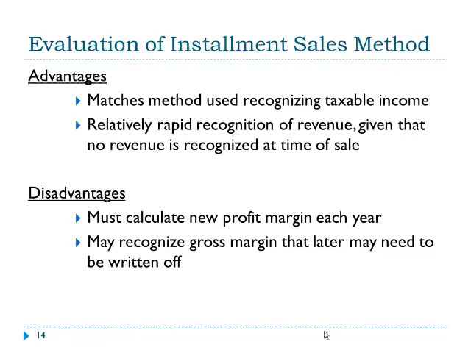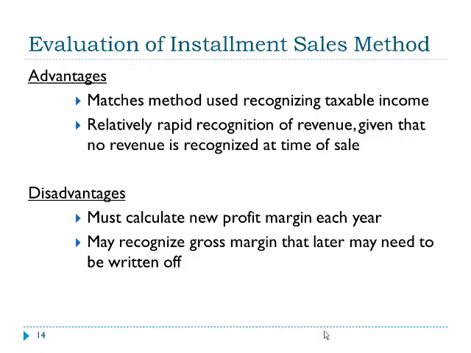The installment sales method matches the method that's most commonly used for tax purposes as well. It also is a relatively rapid recognition of revenue, given that no revenue is recognized at the time of sale. The disadvantage here is the information processing. We must calculate a new gross profit margin each year, and we have to maintain that information going forward until that year's sales are fully paid for.